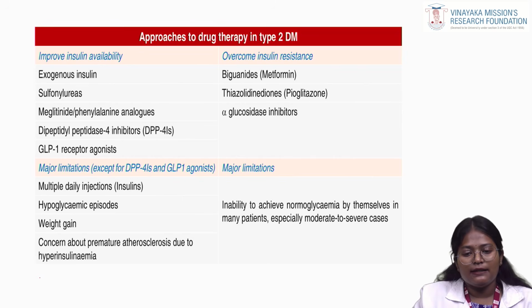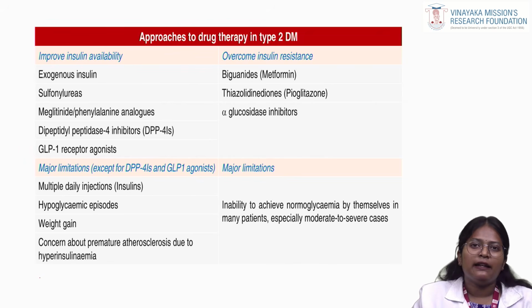So the major limitations for improving insulin availability: multiple daily injections, hypoglycemic episodes, weight gain, concern about premature atherosclerosis due to hyperinsulinemia. The major limitations for overcoming the insulin resistance: these drugs are unable to achieve normoglycemia by themselves in many patients, especially moderate to severe cases. So this is how we are going to treat patients with type 2 diabetes mellitus.